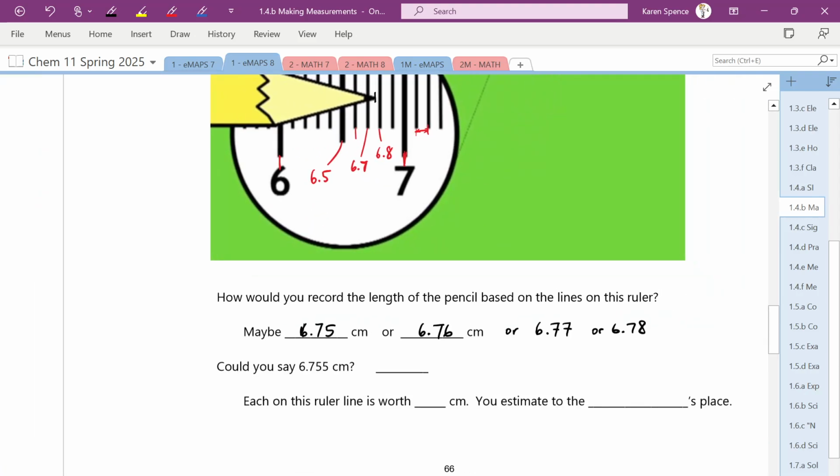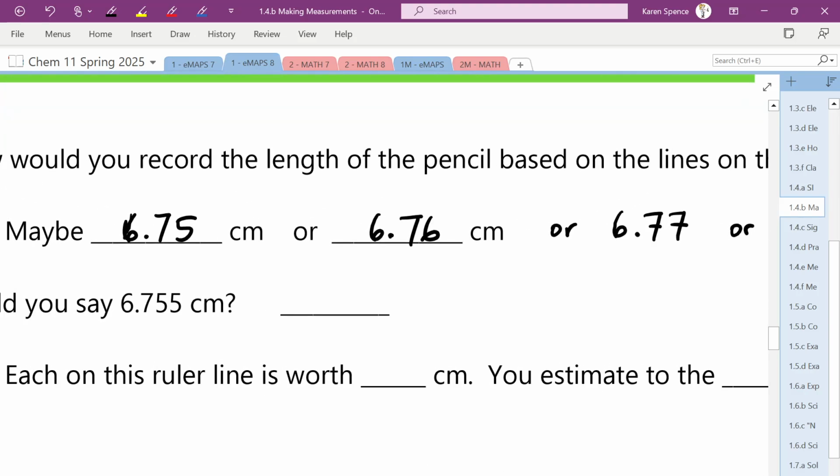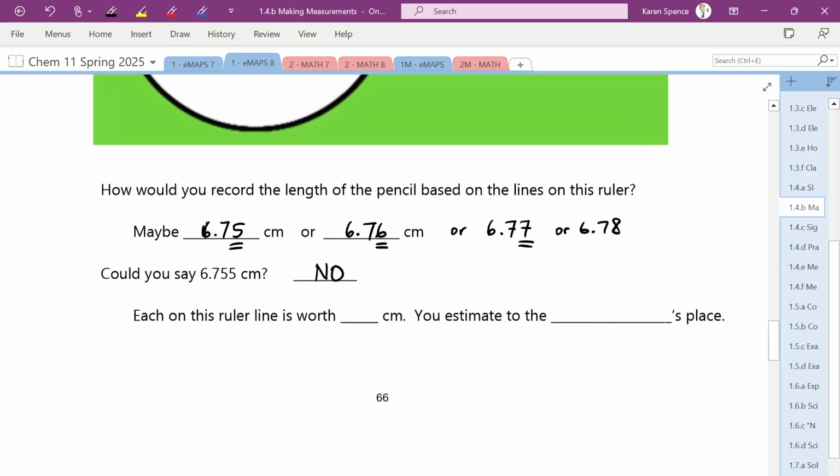Okay. So could you say that this is 6.755? No, because we have our uncertain digit here. So each line on this ruler is worth 0.1, and so we estimate to the 0.01.